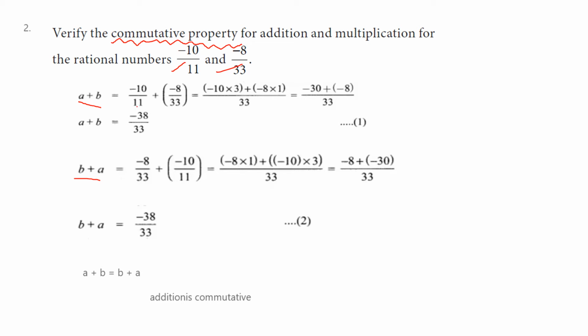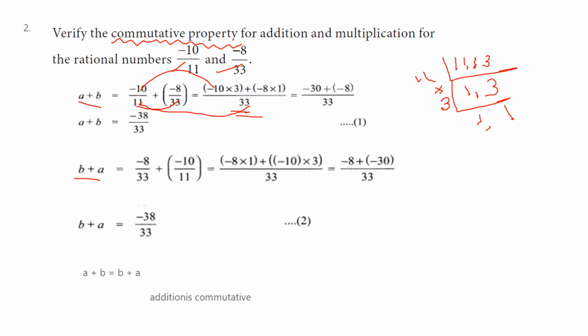So we find the LCM because 33 is divisible by 11. 11 table, 1 11 is 11, 3. Next 3, 1, 1. So LCM is 11 into 3, 33. First write minus 10; 33 in 11, 3 times, so into 3, plus 33 in 33, 1 time, so minus 8 into 1. So minus 10 into 3 is minus 30, minus 8 into 1 is minus 8. Both have the same sign, so we can add and put the same sign. So minus 38 by 33.